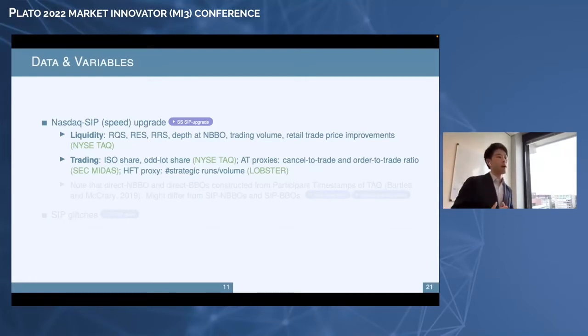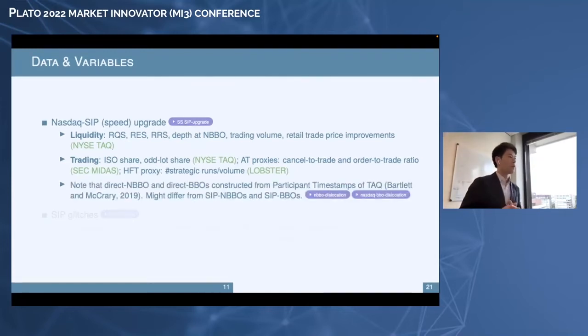And for the algorithmic trading activity, I use two proxies, the cancel-to-trade and order-to-trade ratios. The cancel-to-trade ratio is just the number of cancel messages divided by the number of trades. And order-to-trade is the volume from limit order additions compared to the trading volume. And for the HFT activity, the proxy I use is the strategic runs proposed by Hagströmer and Nordén in 2013. Essentially, you look at order book events and track the order submissions, cancellations, and resubmissions. That mimics the order book strategies by HFTs to constantly update their quotes, responding to new information.